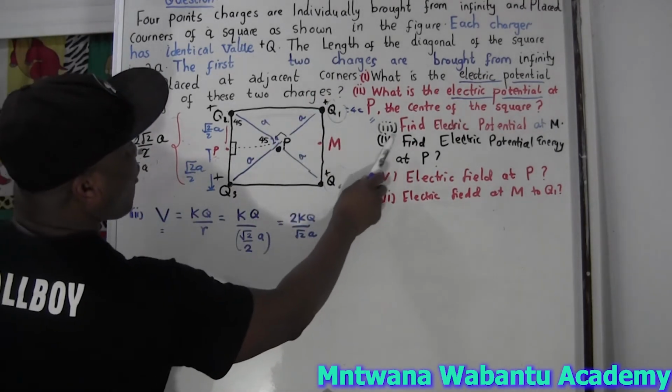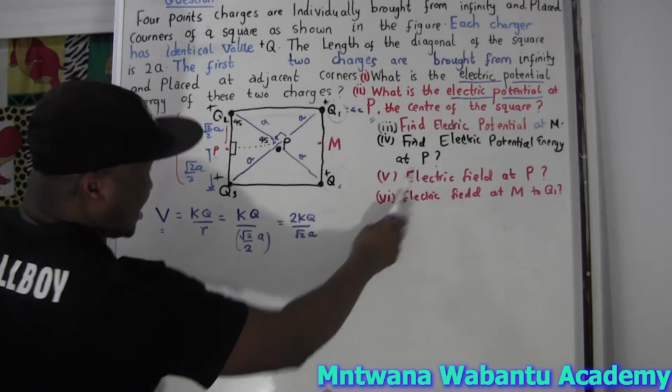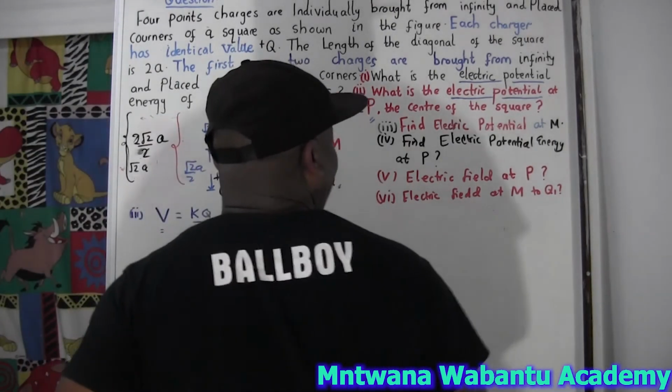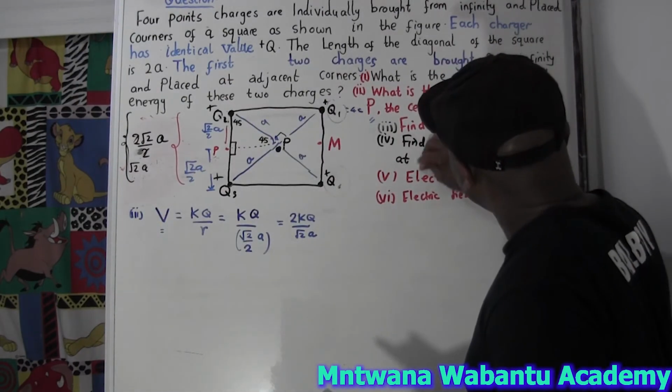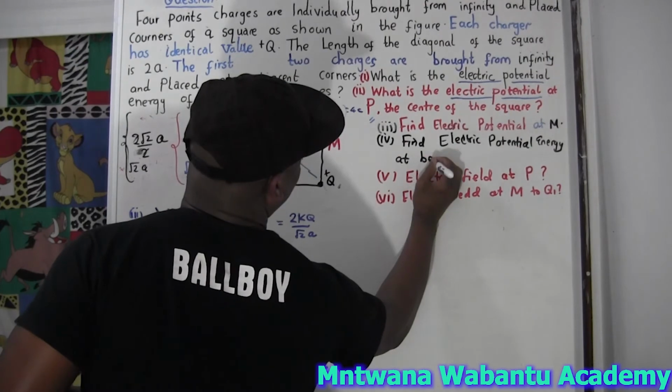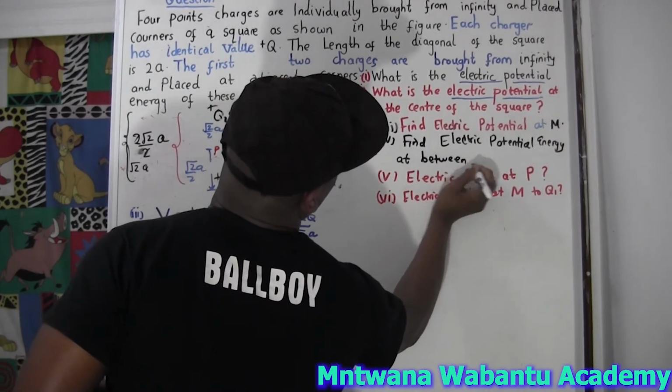Now number 4, find the electric potential energy. Let me say, no, this doesn't make a lot of sense. We're saying electric potential energy between 2 charges.